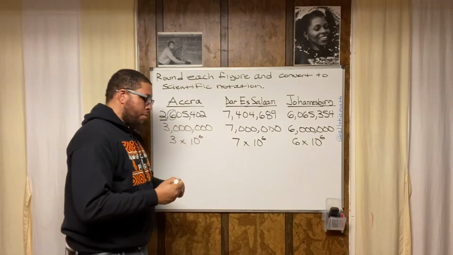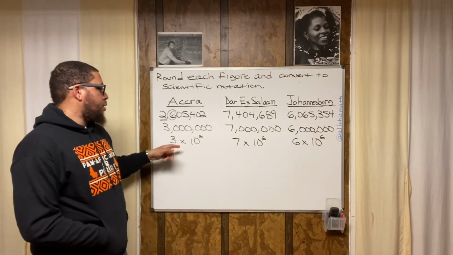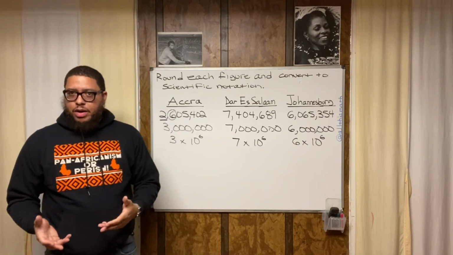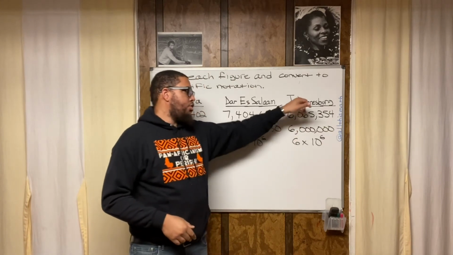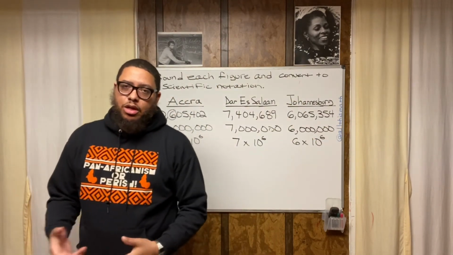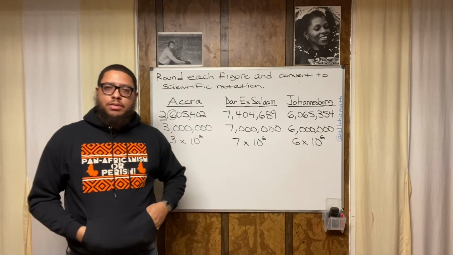So check it out. In scientific notation, the population of Accra is 3 times 10 to the 6th power, right? That's the population. Dar es Salaam is 7 times 10 to the 6th power, and Johannesburg is 6 times 10 to the 6th power. So it's just another way to represent data, another way to represent information, and another way that we can use scientific notation. I hope this helps.